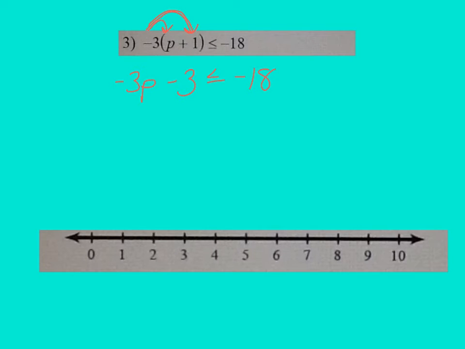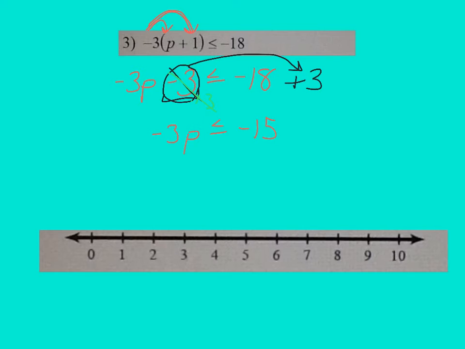Now that the brackets are gone, I can start my BEDMAS backwards. I'm looking for any subtraction or addition. So right here, I have some subtraction. I'm subtracting 3. I'm actually going to grab that and move it to the other side, and it will change signs. It becomes +3 when we move it. The other way to think of it is adding 3 to both sides. Okay, let's keep going. Now I'm going to rewrite that as -3p less than or equal to -18 plus 3, which is actually -15.